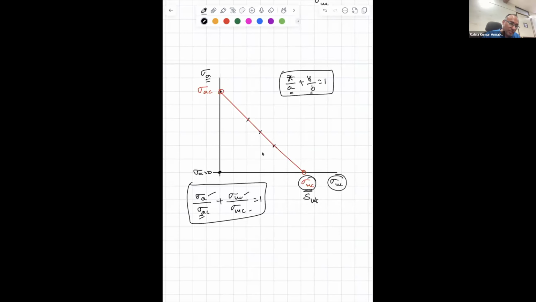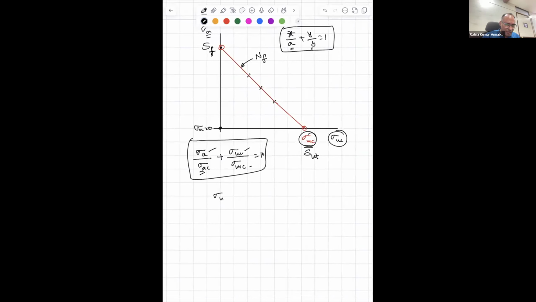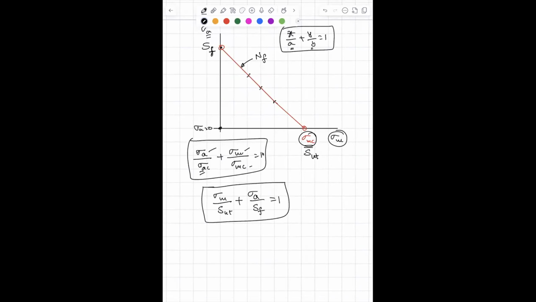And here, for that particular number of cycles, NF is the number of cycles. Corresponding to that, this will be SF. When mean stress is 0, the failure stress amplitude corresponding to those number of cycles is SF. So now I can rewrite this as sigma m by SUT plus sigma a by SF equal to 1. Can I write that?